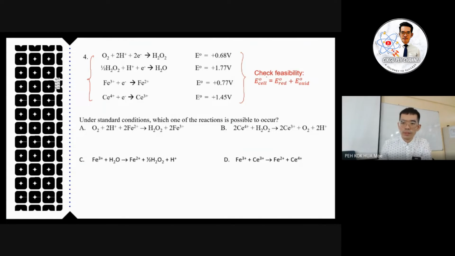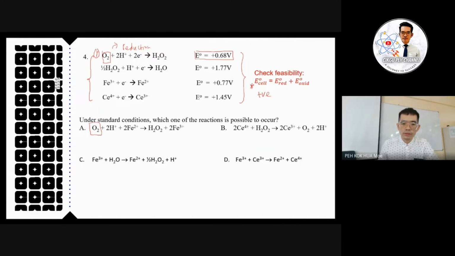For checking the feasibility, we use this formula. We add the reduction E0 together with the oxidation E0, and if the E cell value is positive, it shows that the reaction is possible. So let us check the feasibility for each equation. For A, you can see the reactant will be oxygen, so this will be equation number 1. Equation 1 is the reduction reaction with the E0 value positive 0.68.